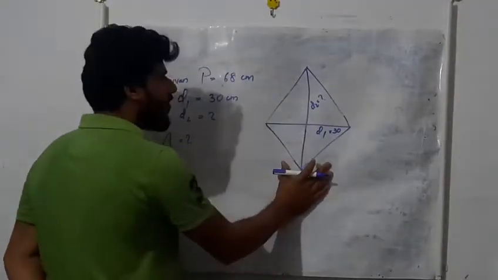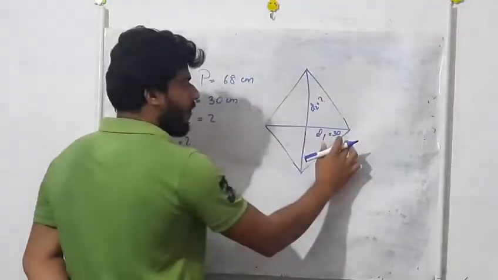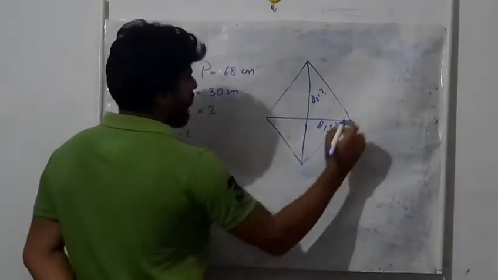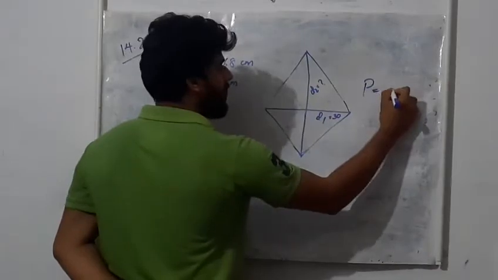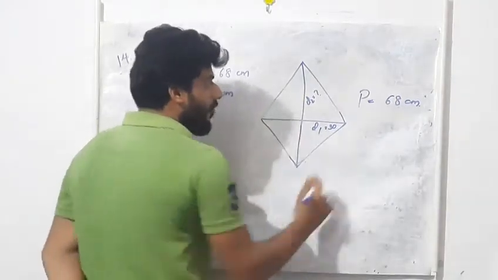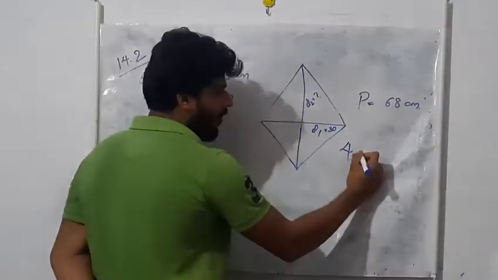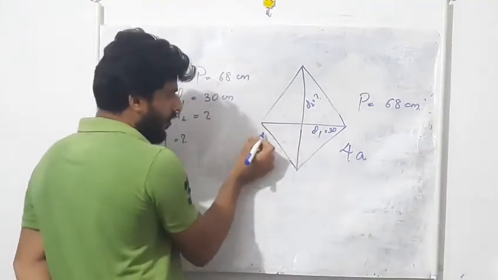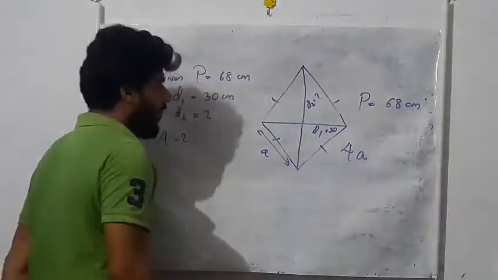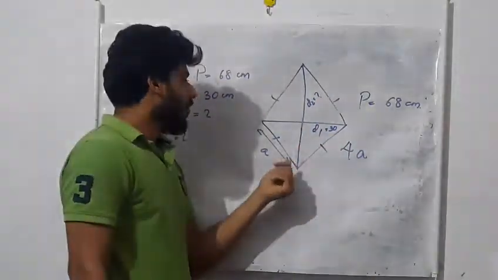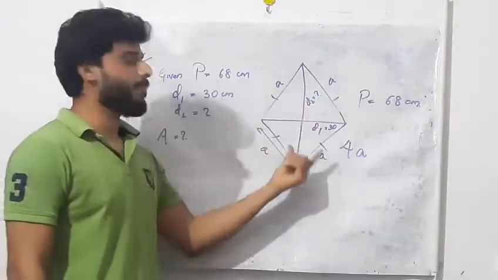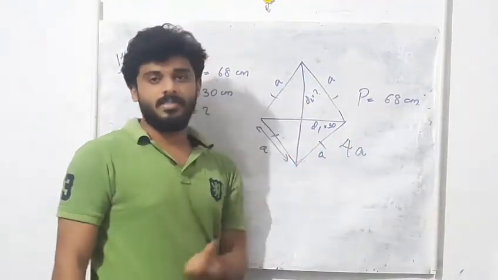I have drawn a rhombus here. Its first diagonal D1 is considered as 30 centimeter as in the question, and D2 and the area are the ones we need to find out. Perimeter is given as 68 centimeter. As we know, for the perimeter of the rhombus there is an equation, that is 4a, a representing each side. This will be one side a, and we know all the sides of a rhombus are equal, like a square. So this will also be a, this will also be a, this will also be a. This 4a is the perimeter, and the perimeter is 68 centimeter from the question.